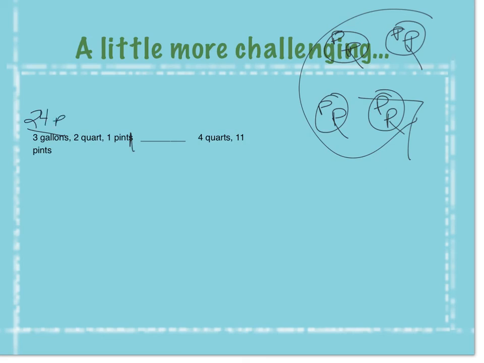All right, 2 quarts. Let's figure out how many pints 2 quarts is. Well, 1 quart is 2 pints, so 2 of them, 1, 2, 3, 4, would be 4 pints. So right now I have 24 pints, 4 pints, and 1 pint. All together, 24 plus 4 plus 1 gives me 30 pints. Okay, so all of this together gave me 30 pints.